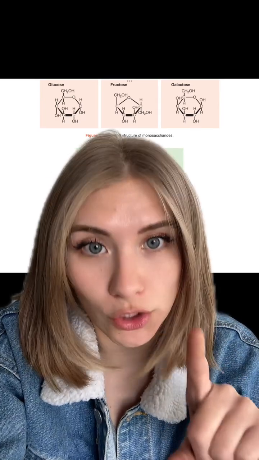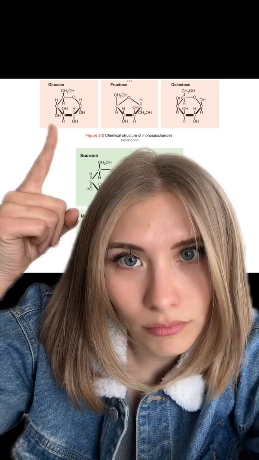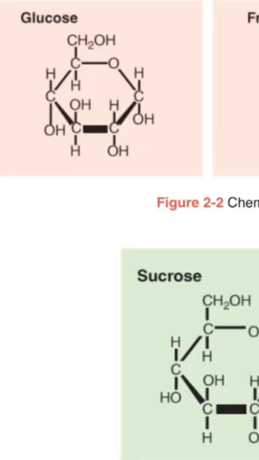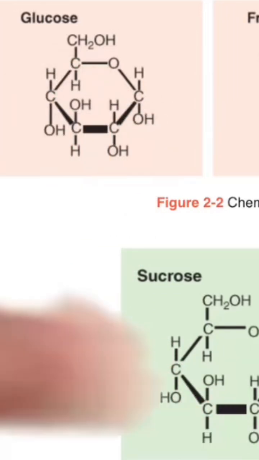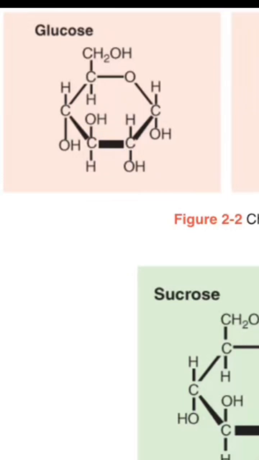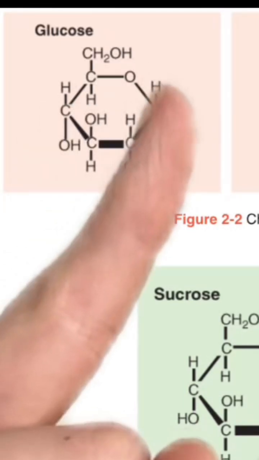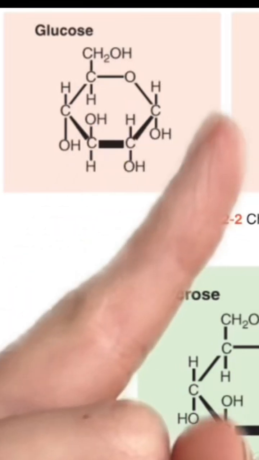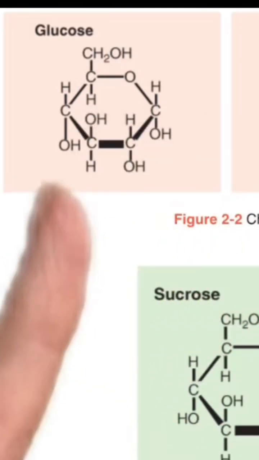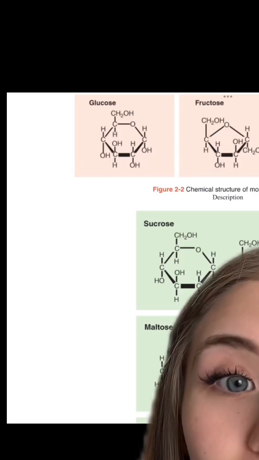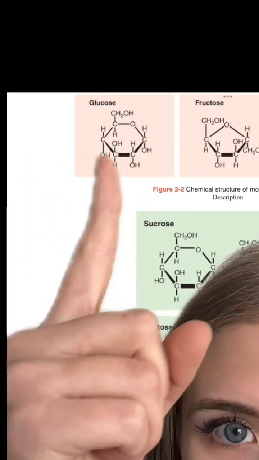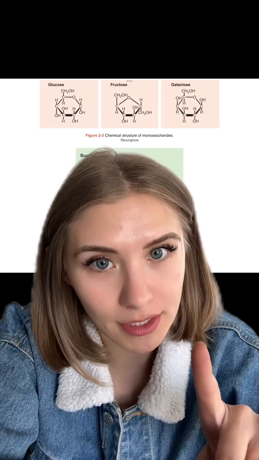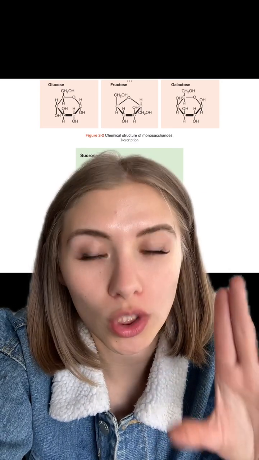One molecule of glucose contains 6 carbon atoms, 12 hydrogen atoms, and 6 oxygen atoms. A monosaccharide equals 1 molecule of sugar.